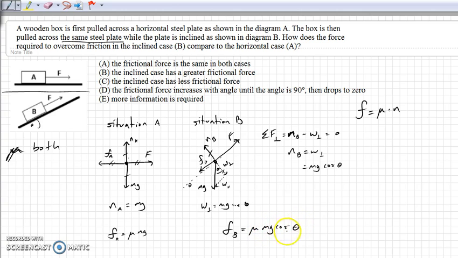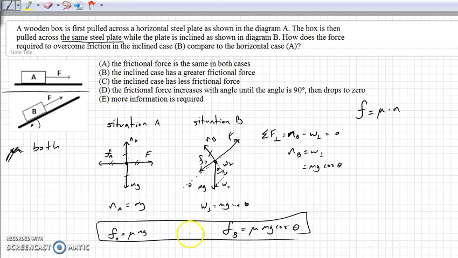Now, the thing about cosine of theta is that cosine of 0 is going to be 1, and then cosine of 90 degrees is actually going to be 0. So as theta increases, the cosine component gets smaller and smaller until it's nothing. So cosine of theta, in this case, seeing how it's in the first quadrant, is going to be something less than 1. So that helps me to clearly see that in the inclined case, there is going to be less frictional force, option C.